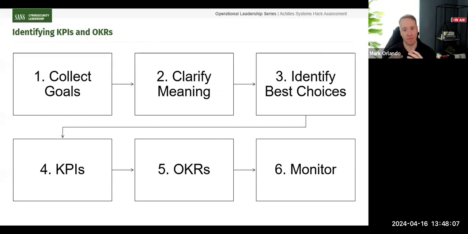We figure out the best choices for the data sources that we're going to pull to give us those answers. We're going to use that data to develop those KPIs, OKRs, and then we monitor, right, on an ongoing basis. That's how we control these processes. That's how we track the progress of our improvement initiatives.